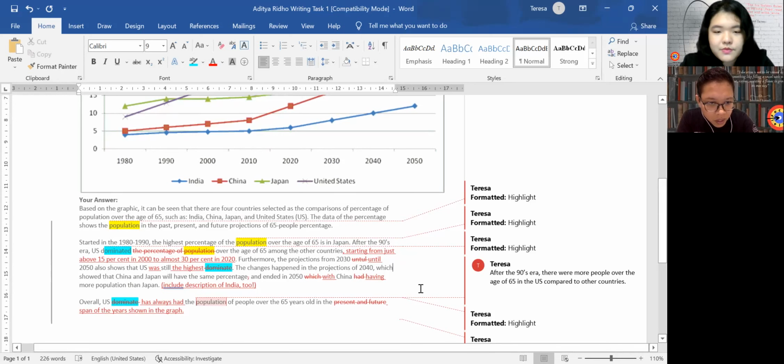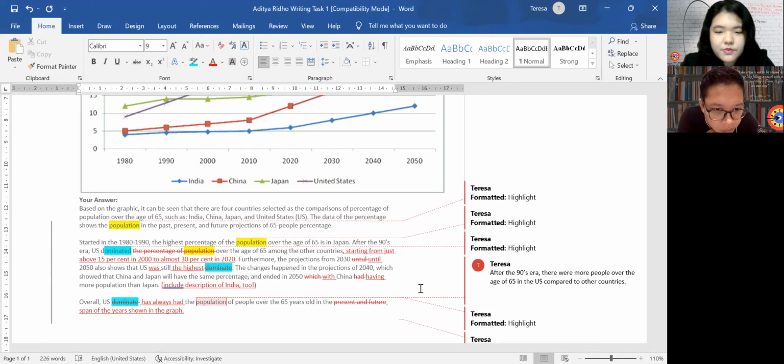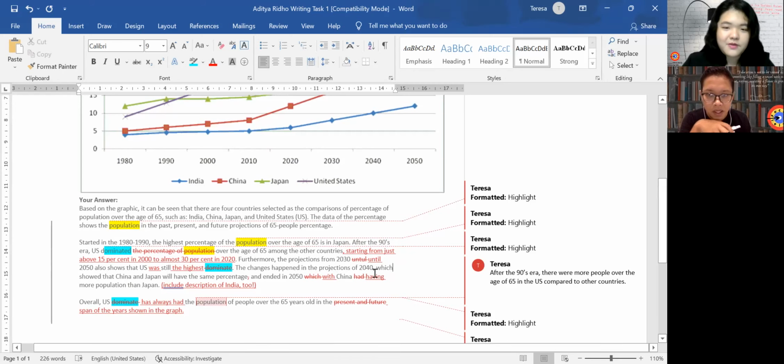And China having more populations. I'm sure that China and Japan will have the same percentage and ended in 2050 with China. In the first phrase, it is future tense. In the second phrase, with China having more. Is that okay if we use different tenses in one sentence? Because I see that in the first line, it is will have. So I think that similar tenses should be used in one sentence, like will have with China that will have more population than Japan, I think. What do you think? Cannot, because we're using with here.